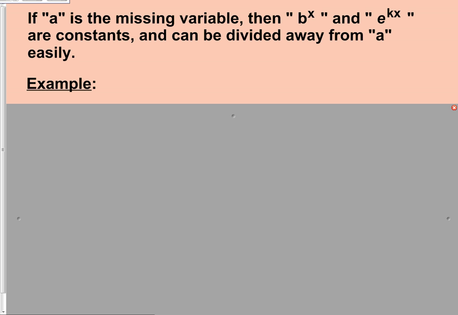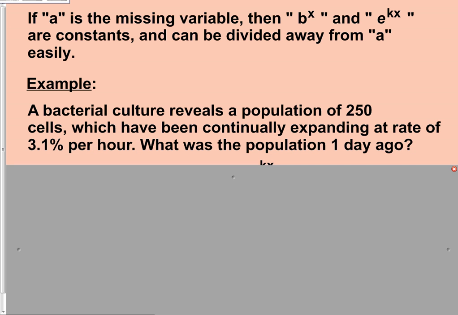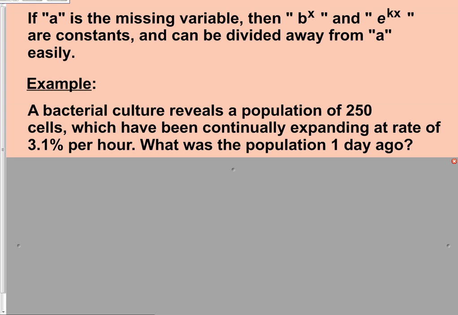Okay, so let's take a look. Let's say we have a problem. A bacterial culture reveals a population of 250 cells, which have been continually expanding at a rate of 3.1% per hour. What was the population 1 day ago? Now, one of the things you're going to have to adjust to is the problems are not going to come out and tell you that they are incremental or tell you that they are continuous. It'll be up to you to read the problem and decide that for yourself.